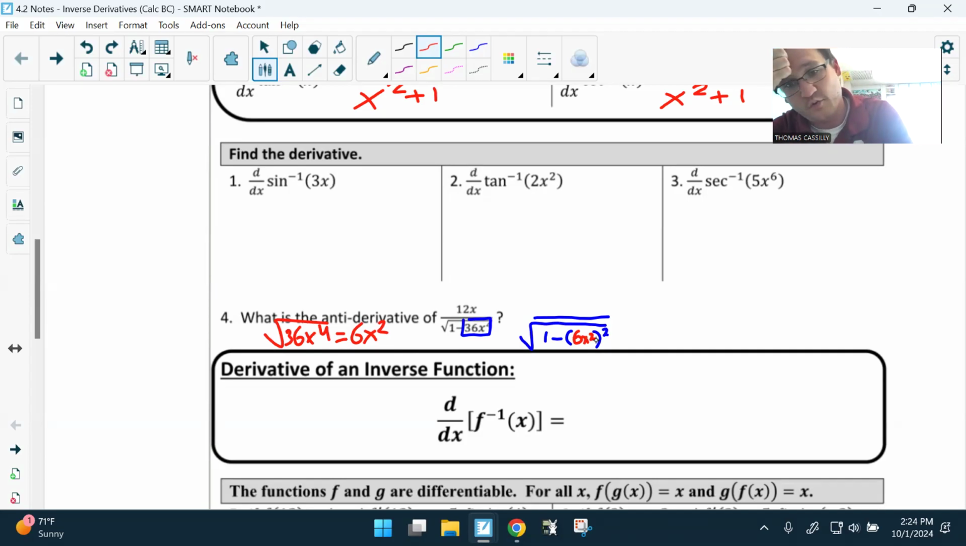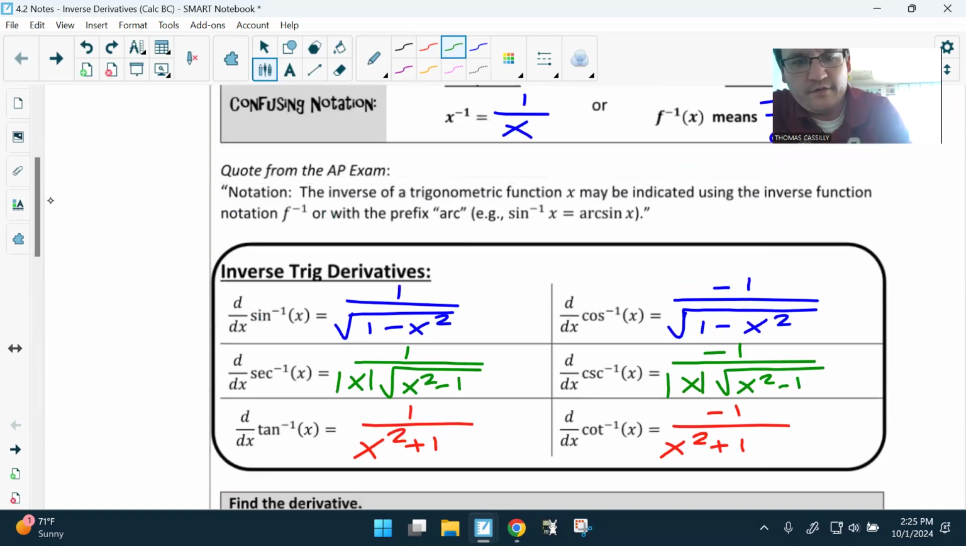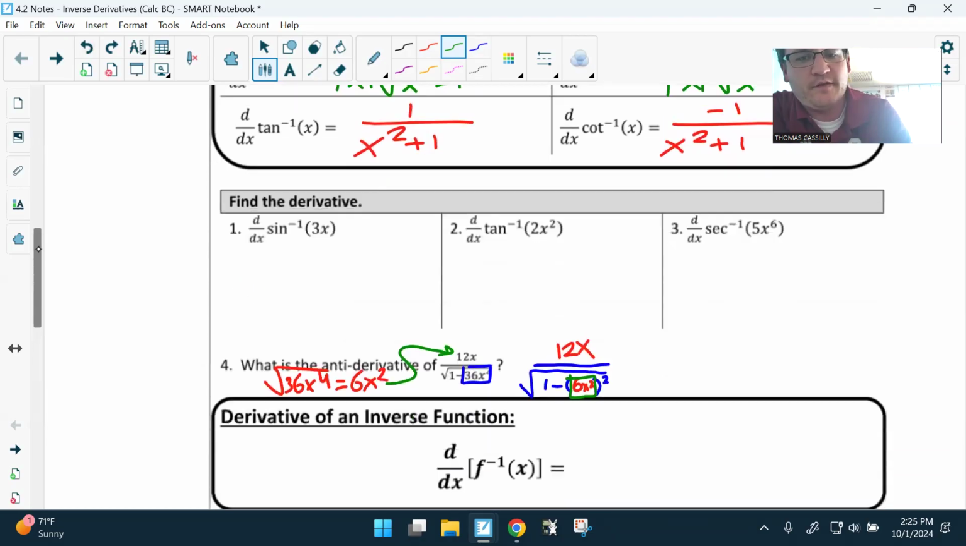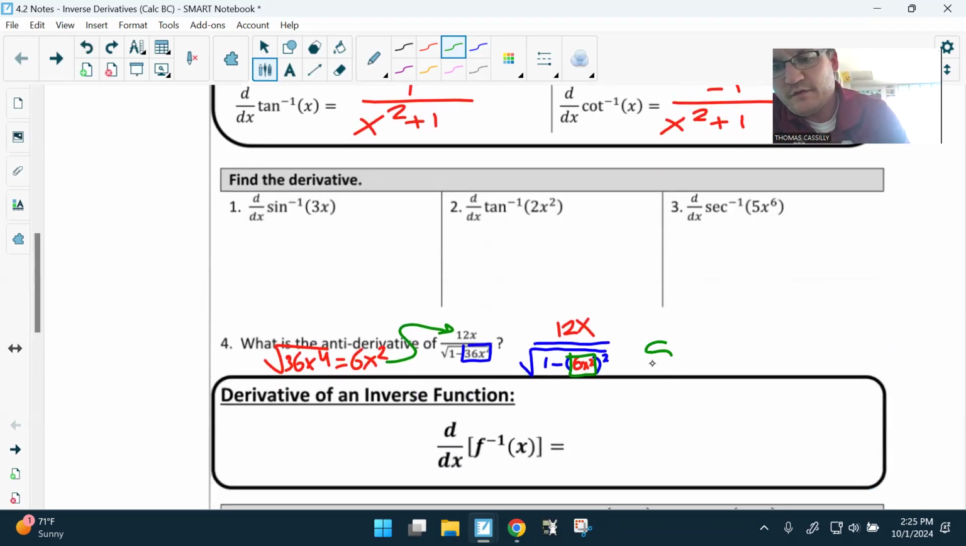And how do we get that thing on the top? Well, according to the chain rule, we take the derivative of the outside times the derivative of the inside. So if you take the derivative of 6x squared, you get that 12x there. I'm going to go ahead and put that 12x right here. Let's just look at the inside here. This 6x squared corresponds with the x on the inside right here. So the antiderivative is going to be the inverse sine of 6x squared.